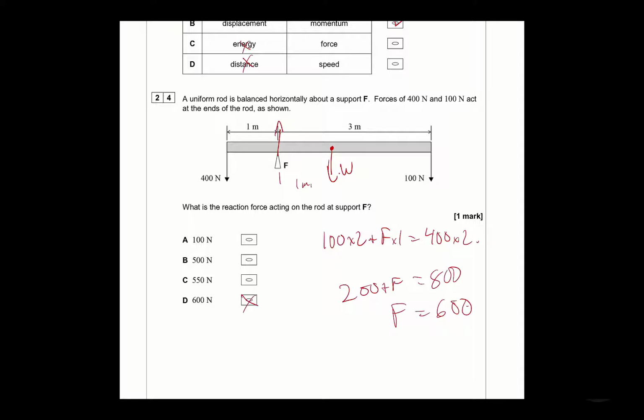I could see it getting very easy to get confused and thinking, I've got to take the moments about F because that's where the pivot is. You can take moments about any point. Pick the one that's most convenient to you, the one that's going to eliminate the force you don't know or don't care about. And I don't care about W, I only care about F.